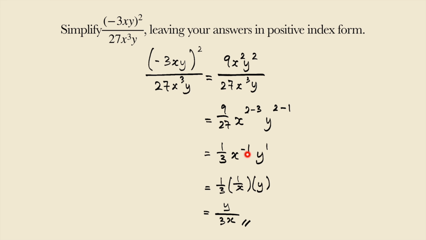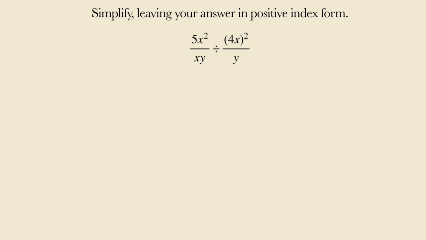Oh, a negative power here. So write this now as the denominator together with the 3. Take note, 3 here is the denominator. And the only numerator here is y. So it's just y over 3x. Okay? Denominator 3, denominator x.